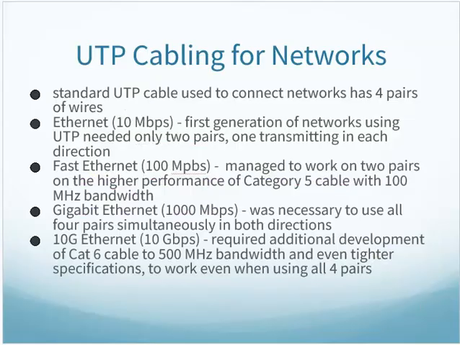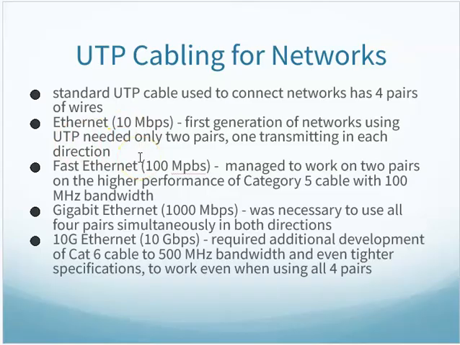All right, we're going to move into some UTP cabling now for networks. So UTP, standard UTP used for networks, we talked about previously, four pairs of wires. My first generation was your 10 meg. That was the first hub network, used star topology hub network. So our 4-pair twisted pair cabling, I was only actually using 2 pairs out of there.